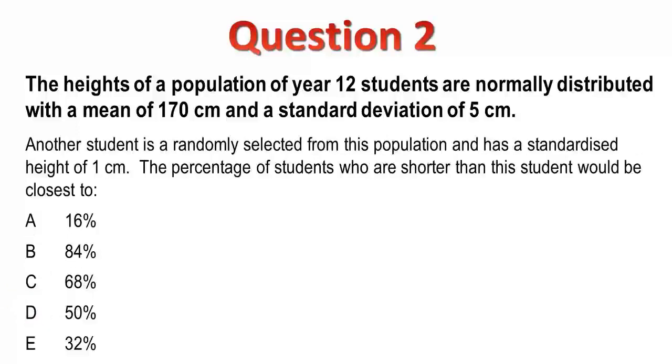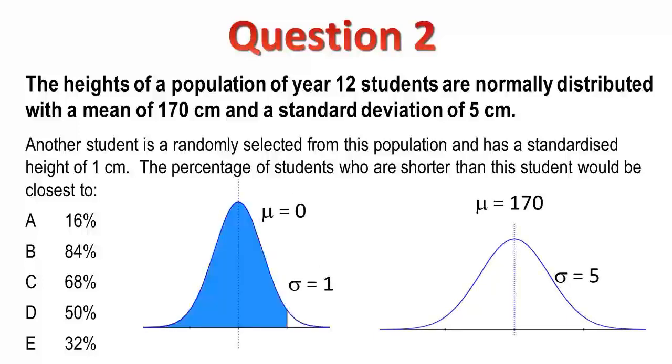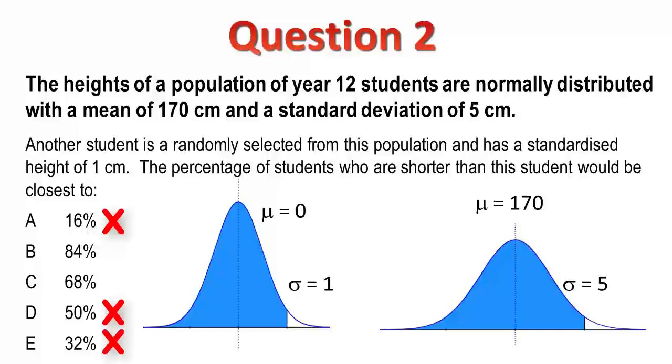Okay, question 2. Another student is randomly selected from the same population and has a standardized height of 1 centimetre. This time we're required to find the percentage of students that are shorter. That corresponds to the area shaded on our standard normal curve, or on our population around there. Looking at this diagram, we can clearly cross off answers A, D and E because they're 50% or less.